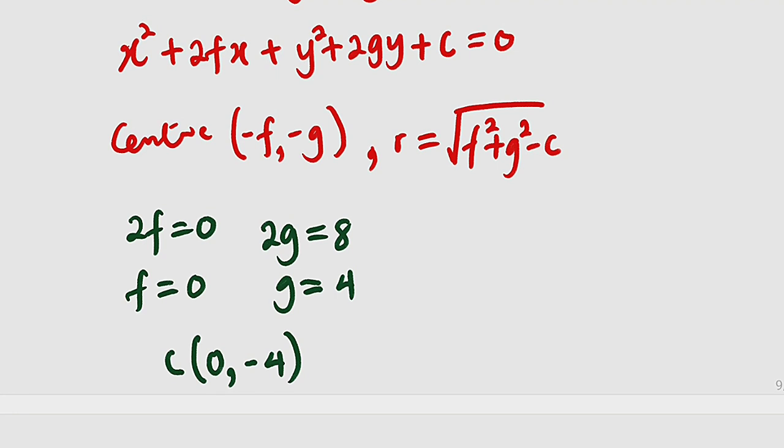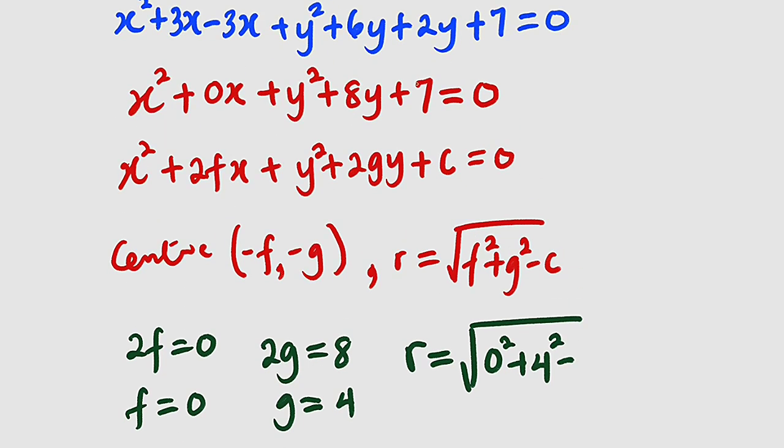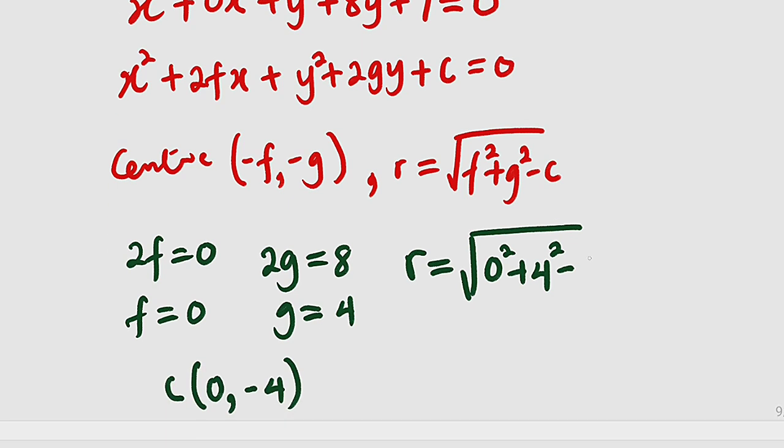So what about the radius? To find the radius r, this is equal to the square root of f squared, that is 0 squared, plus g squared, which is 4 squared, then minus c. c is 7, you can see that here, minus 7. r is now equal to the square root of what? This is 0. This is 16 minus 7, which is equal to 9. So this is the square root of 9, and the square root of 9 is equal to 3. Remember, r is radius, which is a distance, so we should expect a positive result.